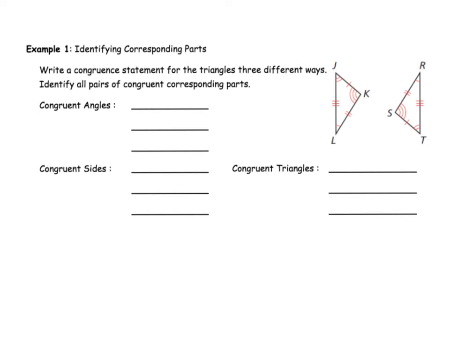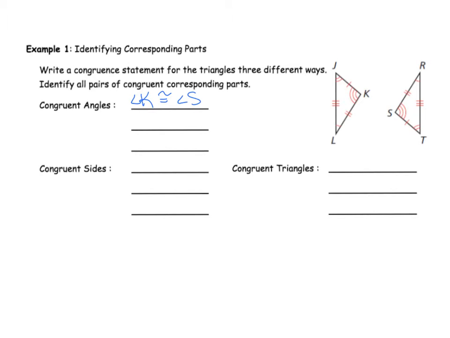So for first example, we're going to be identifying corresponding parts. We're going to write a congruency statement for the triangles, 3 different ways, identifying all pairs of congruent corresponding parts. So congruent angles. Let me pick an angle. So let's go with angle K. And angle K would be considered congruent to angle S.